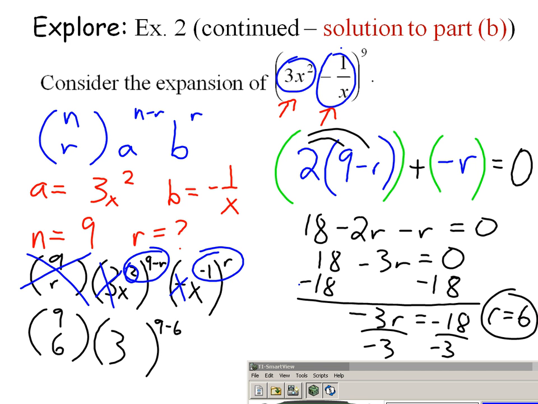The only thing I need to be concerned about is the negative that we had here, but it's going to be raised to an even exponent of 6, so that's going to go away as well. So it's just going to be 9 choose 6, and then 3 to the third power. Well, I already know 3 to the third power is 27, so I just need to do 9 choose 6 on my calculator.